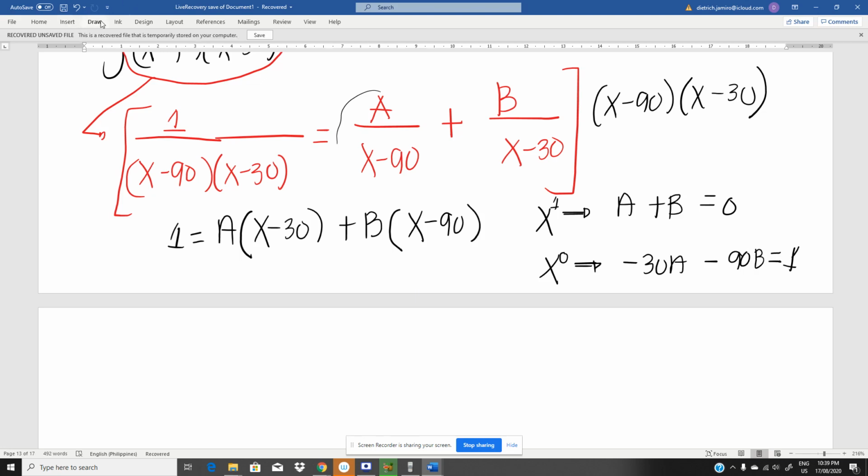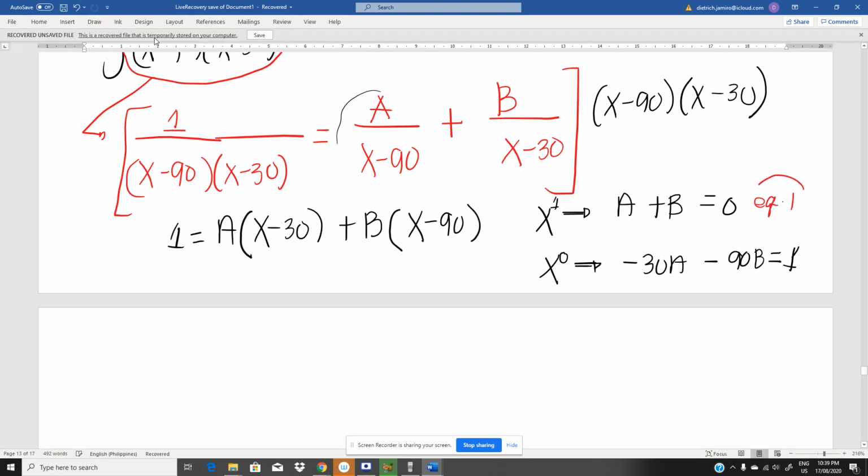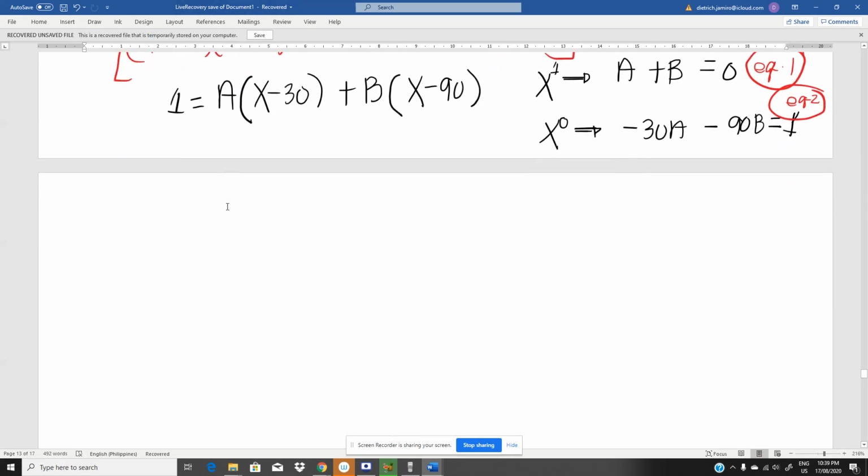So this is going to be our equation 1 and equation 2. So we will have solving for A and B. So we will have A plus B is equal to 0, and then negative 30A minus 90B is equal to 1.